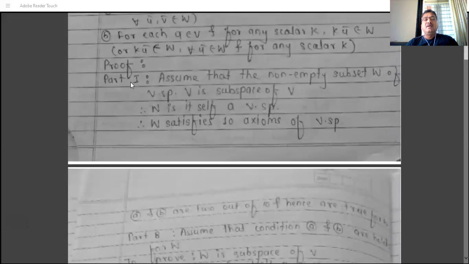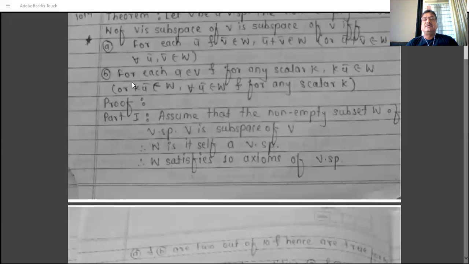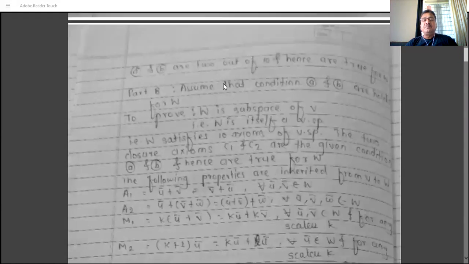What are those two conditions? In order to show that W is a subspace of V, we have to show these two properties. The first: u bar plus v bar belongs to W for all u bar and v bar belonging to W. That is, the addition of every two elements of W belongs to W. So first take any two elements from W, like u bar equal to (x1, y1, z1) and v bar equal to (x2, y2, z2), belonging to W.